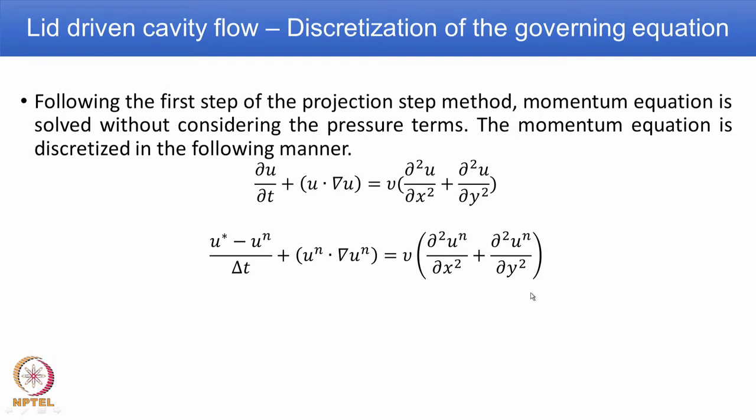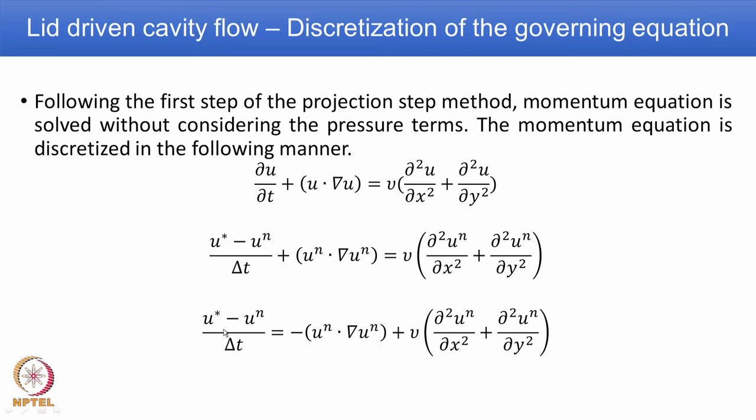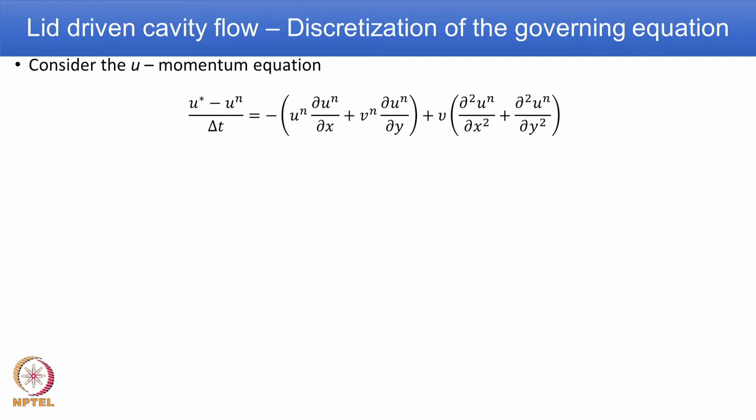So, it is explicit, we already mentioned. So, we have all the known quantities with a superscript n, only the unknown is the star quantity. So, u star minus u n by delta t, and all the knowns are taken to the other side as shown here, where u is a velocity vector, of course, for v also it is included. Consider the u momentum equation. The above discretized equation is written specifically now for the u momentum equation as shown here.